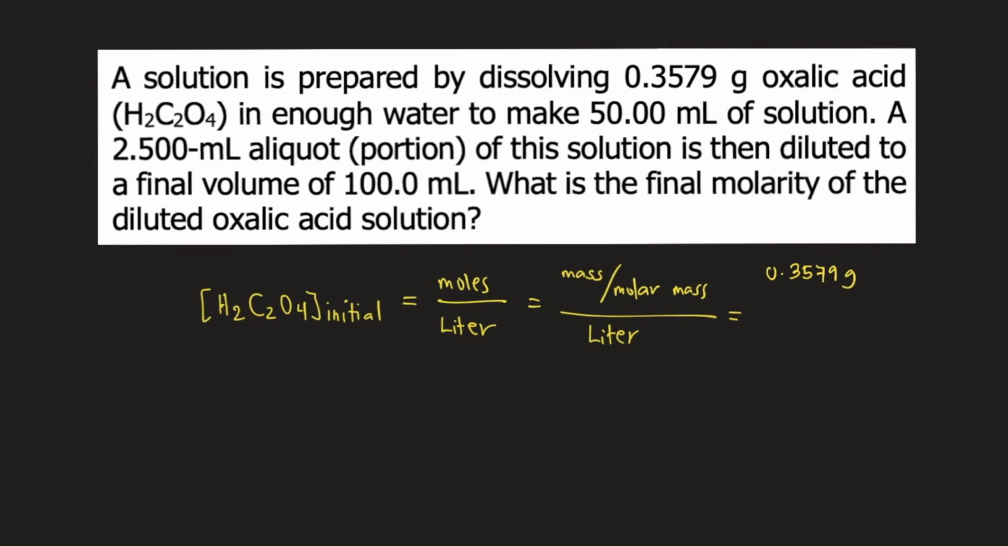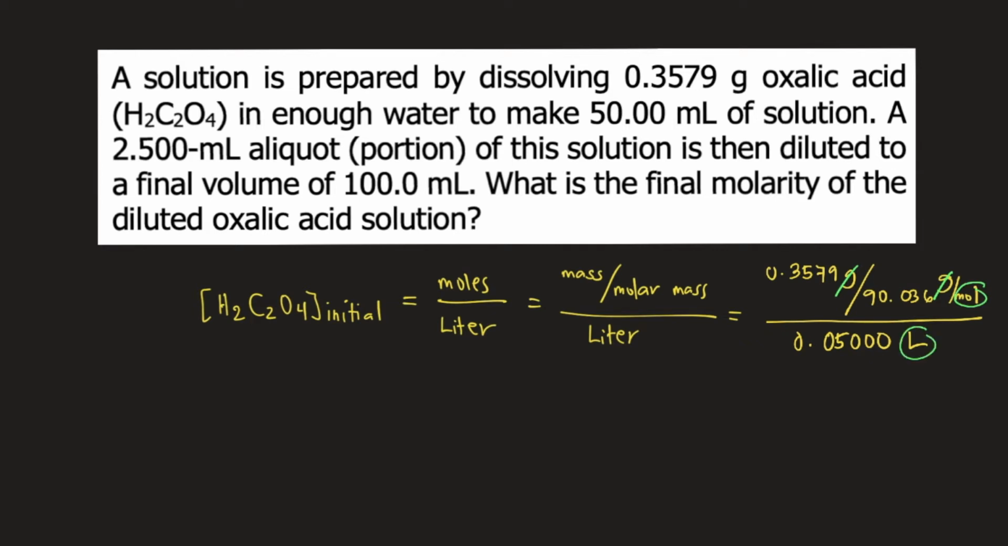0.3579 grams, divided by the molar mass of oxalic acid, that is 90.036 grams per mole, divided by the liters of solution. So you need to convert 50 ml to liters by dividing it by 1,000. So 50 divided by 1,000 is 0.05000 liters. So grams would cancel, and we are left with moles per liter.